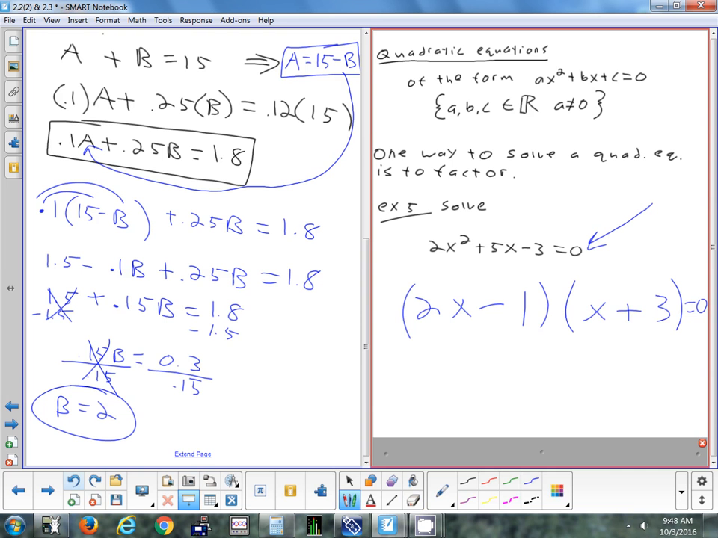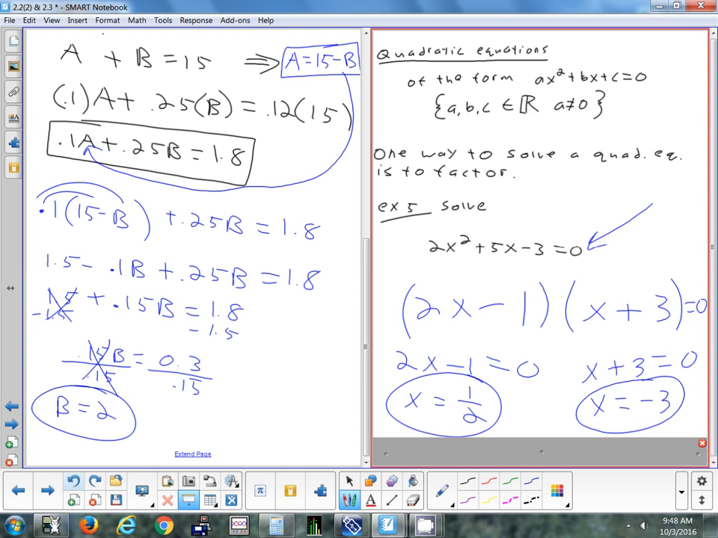Now, once you factor it, what do you do with each one of these factors? Yeah, you set them to 0. Okay, so with a quadratic, you usually get 2 answers. And what's my other one? Negative 3. Yeah.